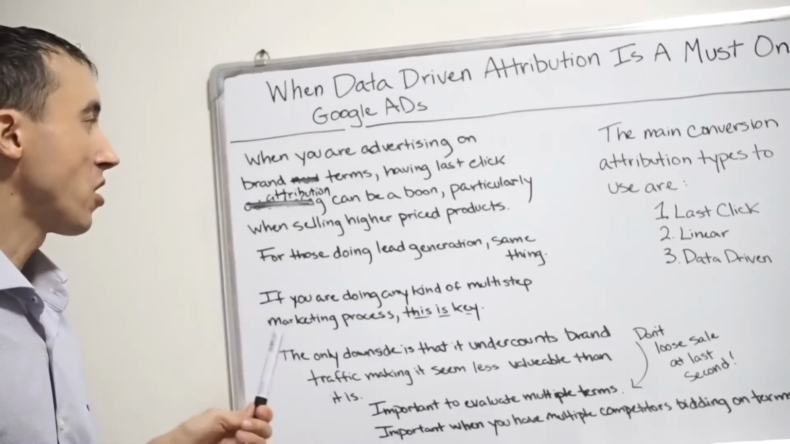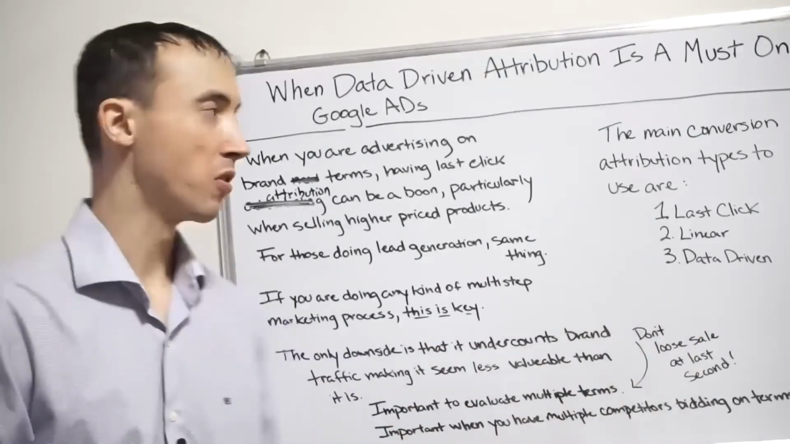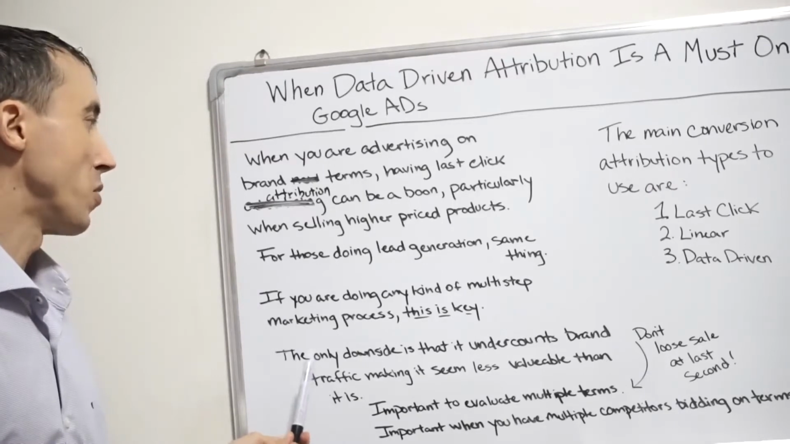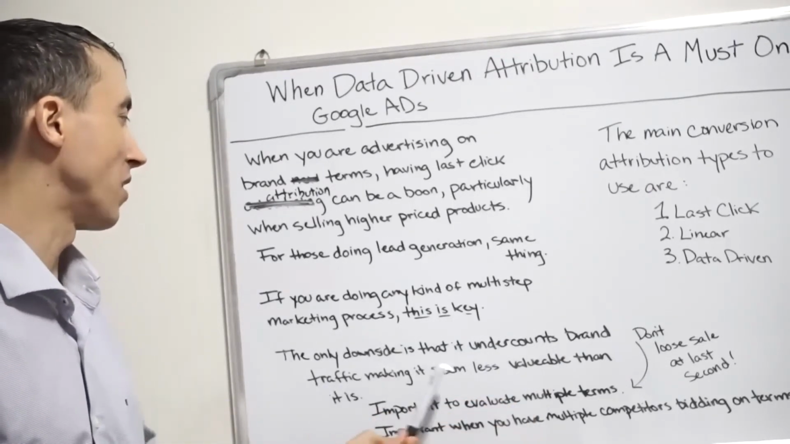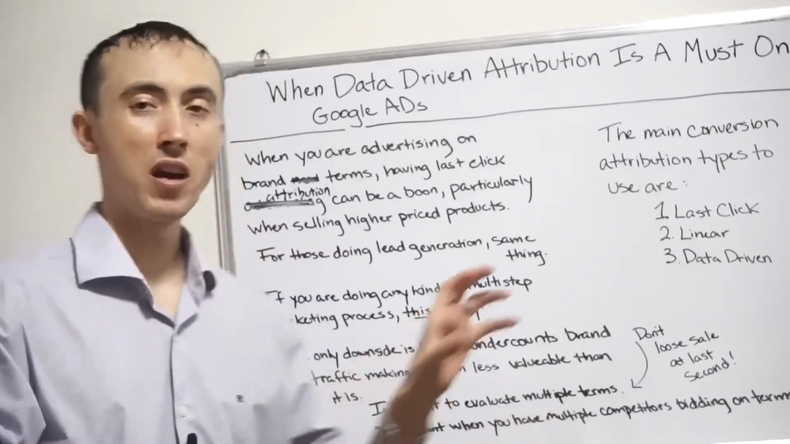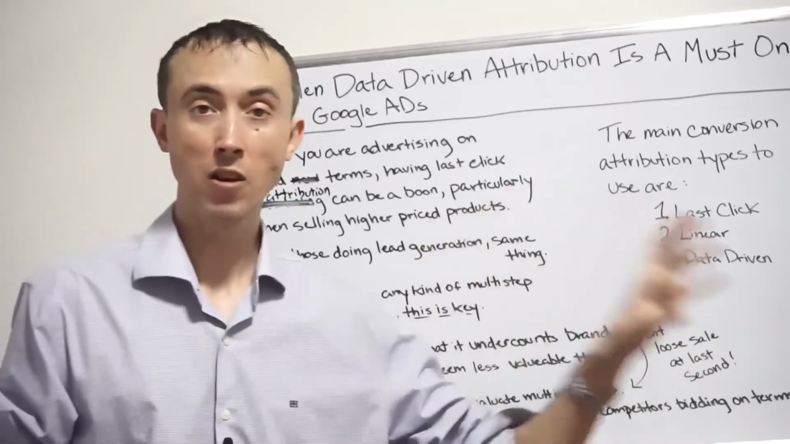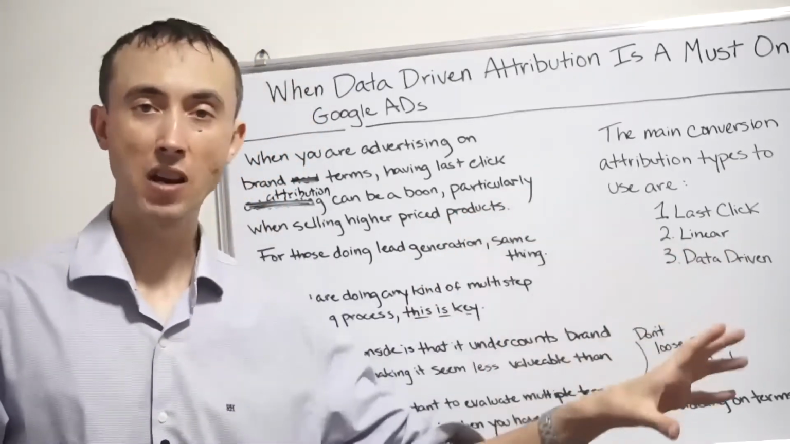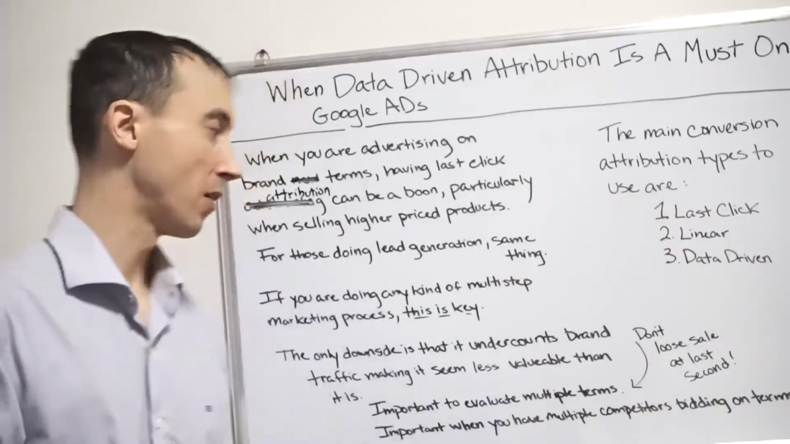The other thing to mention here about the data-driven, and also linear, data attribution types: the only downside is that it undercounts brand traffic, making it seem less valuable than it is. So on the flip side, it makes the non-brand traffic easier to optimize. Google's algorithm has more data to optimize the non-brand traffic for you.